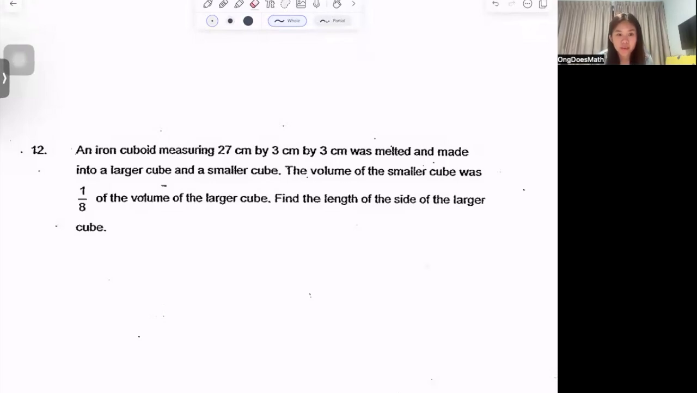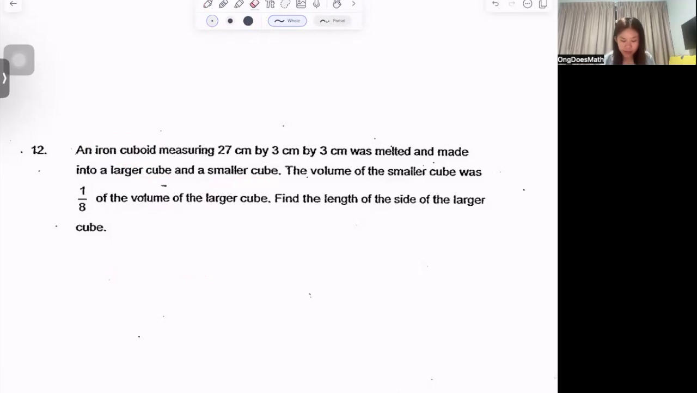An iron cuboid measuring 27 cm by 3 cm by 3 cm was melted and made into a larger cube and a smaller cube. The volume of the smaller cube was 1/8 of the volume of the larger cube. Find the length of the side of the larger cube.